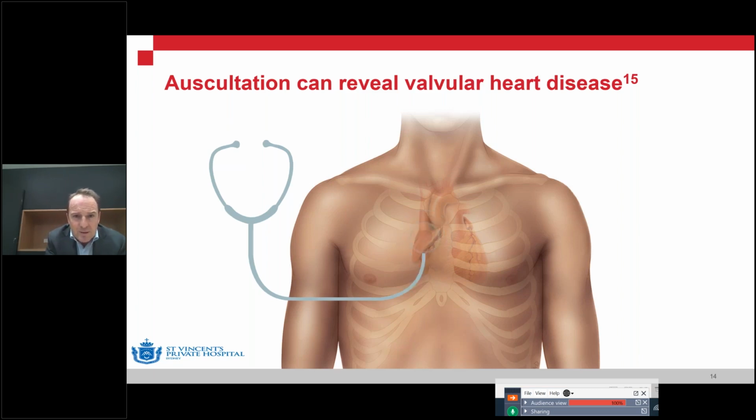We all know that, of course. And this is aortic stenosis.